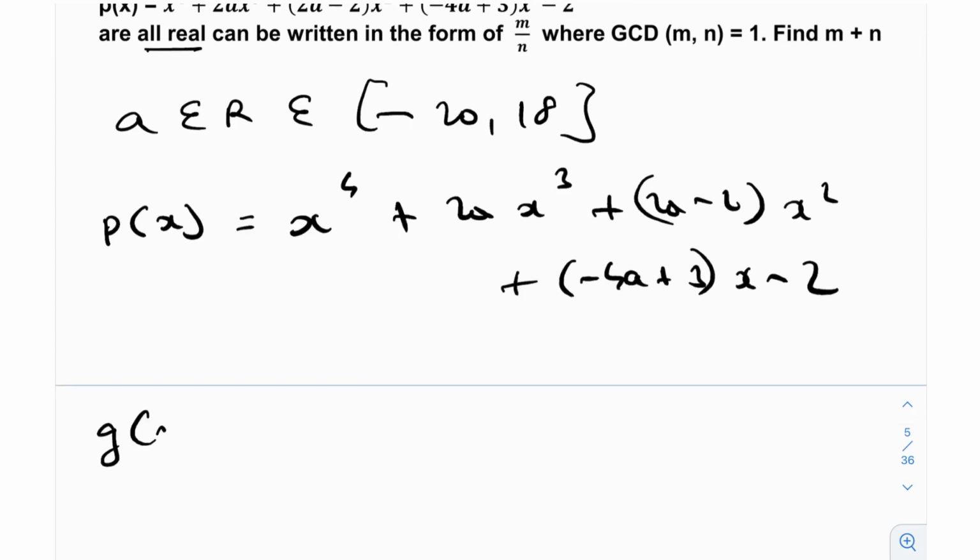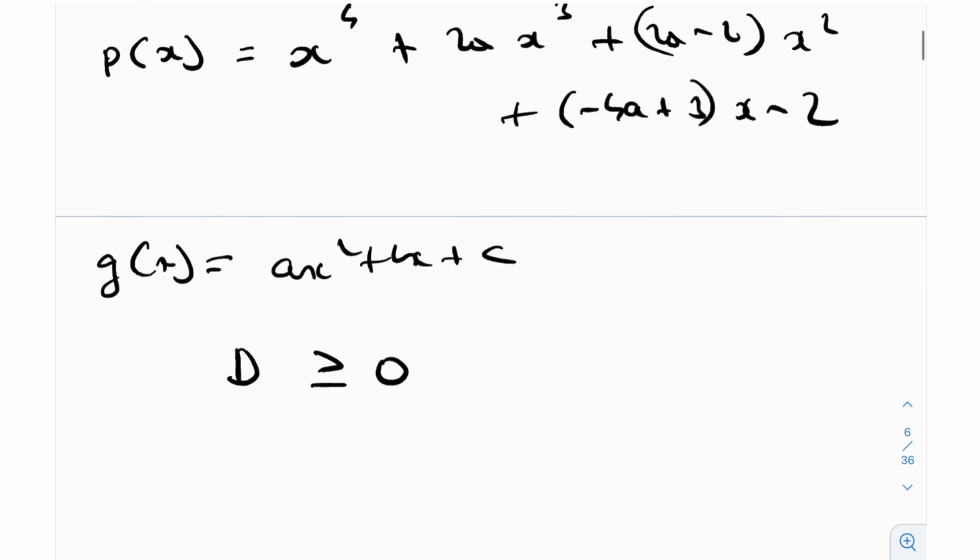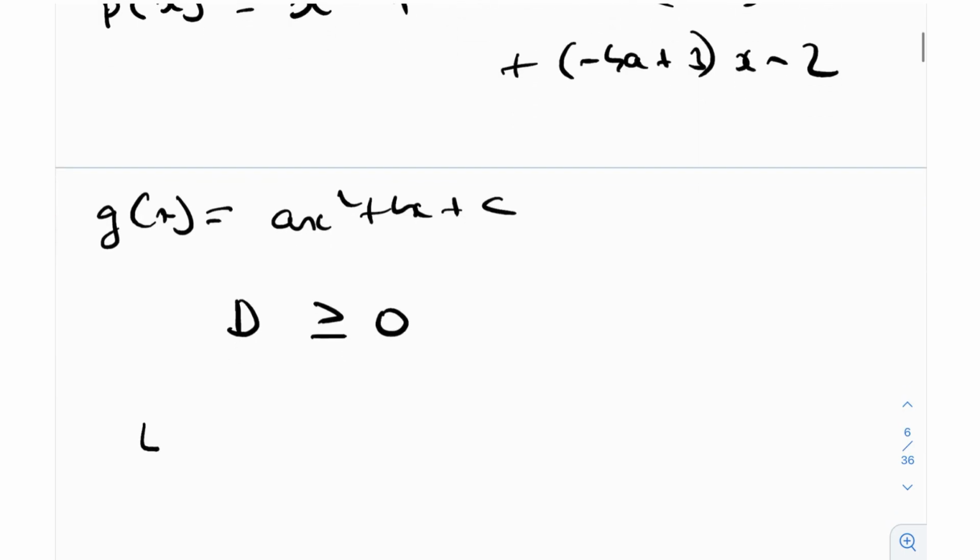So let's say we had g of x is equal to ax squared plus bx plus c. When would the roots of this be all real? When the discriminant is greater than or equal to 0. It would be real and distinct if it was greater than 0. But since they are just talking about the case where it is real, we can have equality as well. In other words, b squared minus 4ac needs to be greater than or equal to 0. This would be the case if it was a quadratic.